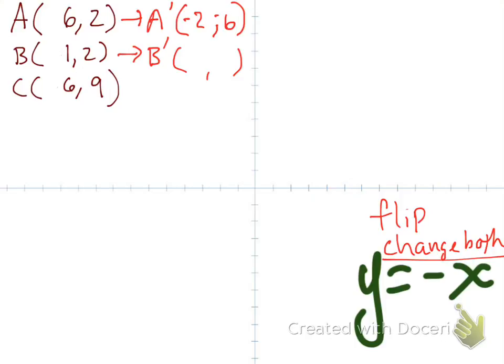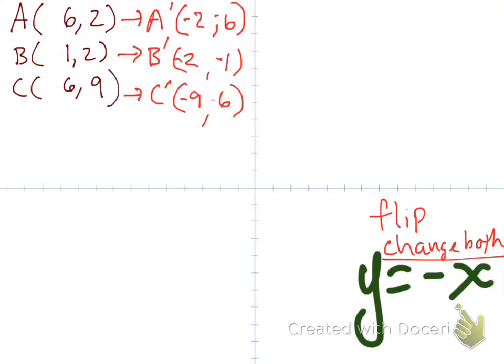So, okay, here we go. So now you're going to flip this so it becomes 2, 1. Go back, change the signs. -2, -1. Then you have C prime. Switch those 2 points. 6, 9 becomes 9, 6. And of course you change both of those coordinates.